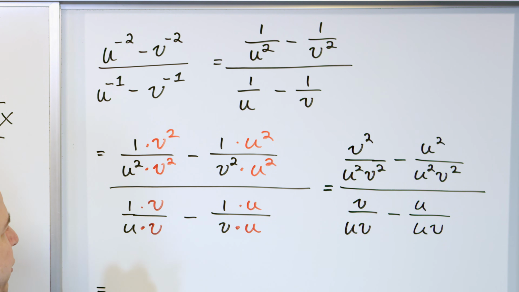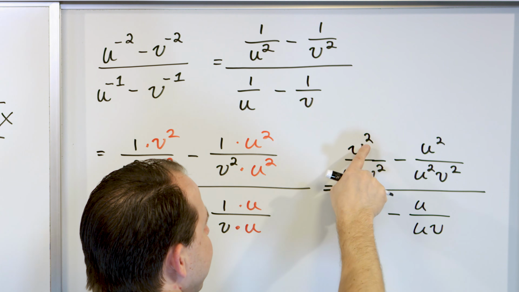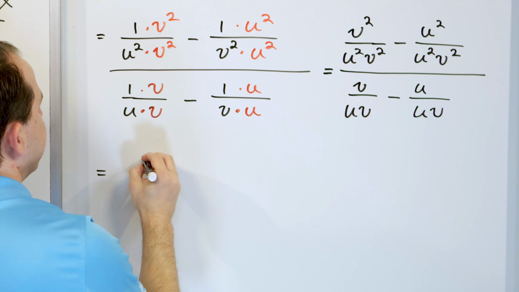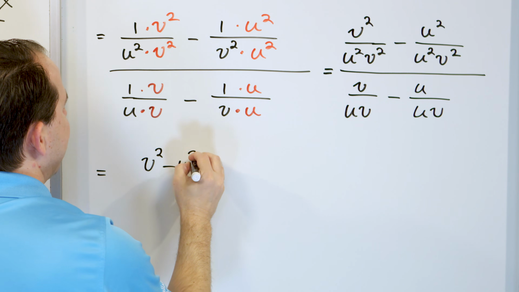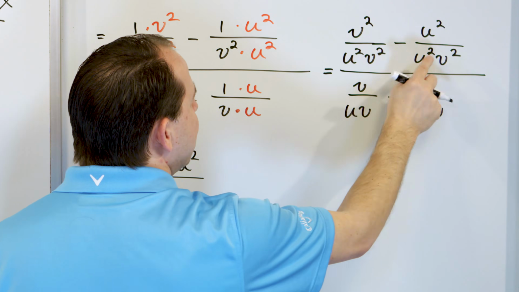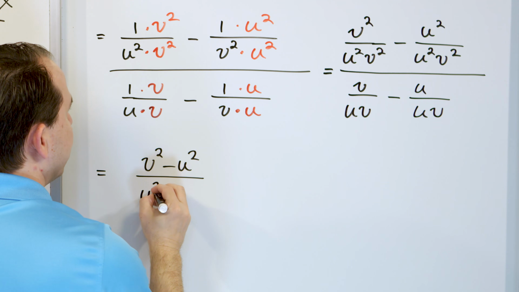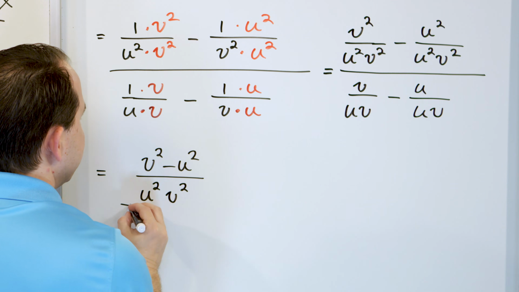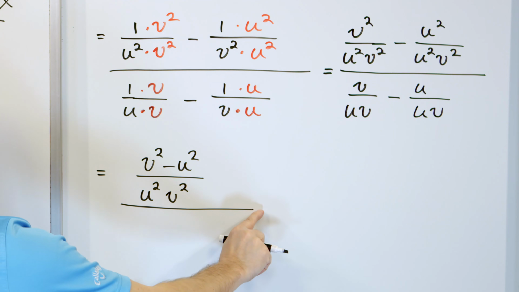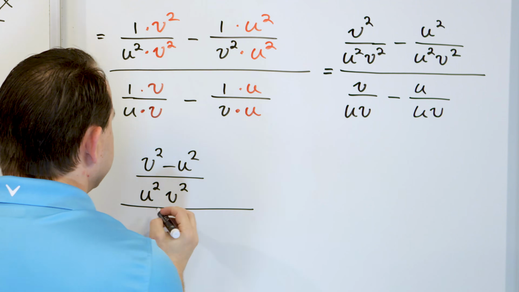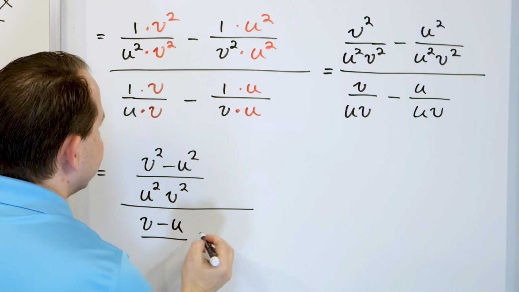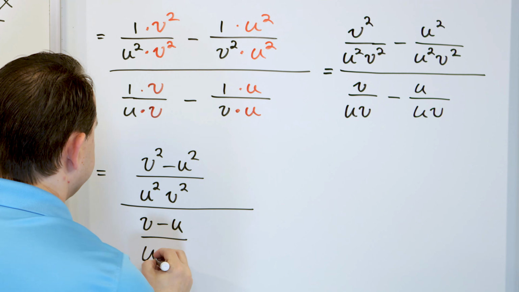So what do I have in the numerator? In the numerator, I'm going to have v squared minus u squared. That's the subtraction. The common denominator just comes for the ride, u squared times v squared. Then I have to divide that by, ugly fraction coming, v minus u over the denominator u times v.